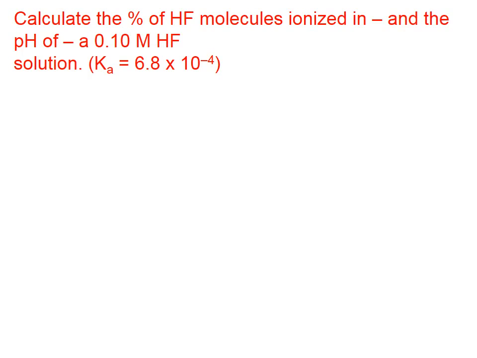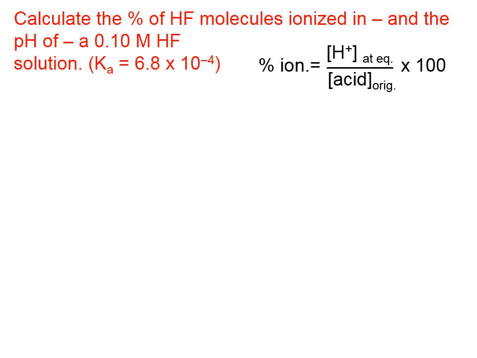verify this. So let's calculate the percent of HF molecules ionized and the pH of a 0.1 molar HF solution. And there's the Ka value for hydrofluoric acid. So there's our equation for percent ionization. So we'll need to use this equation. We're looking for that bit of the equation right there, and we certainly know the value of the denominator.